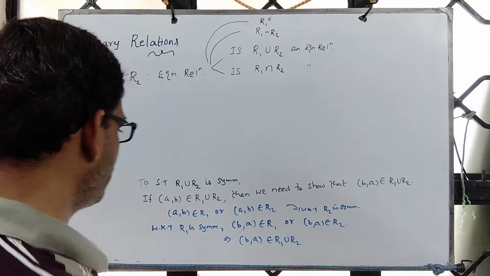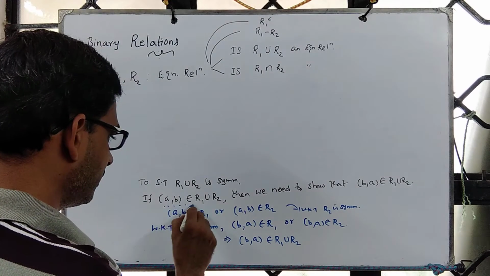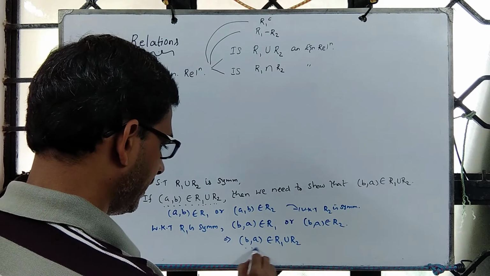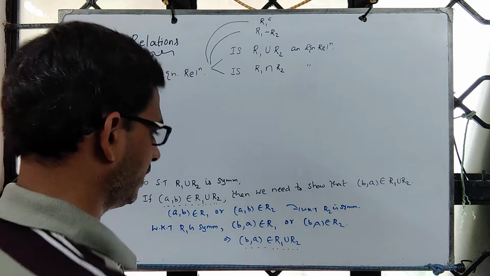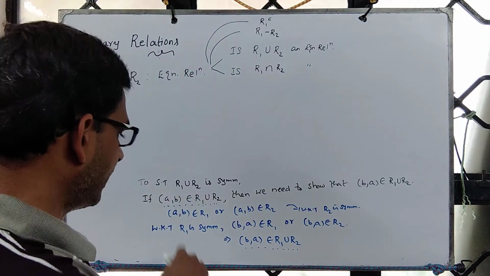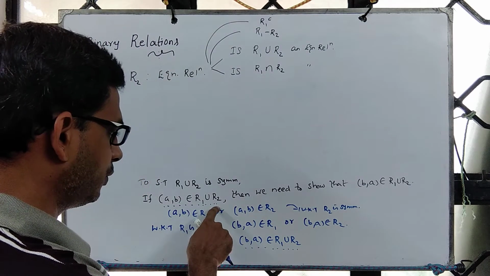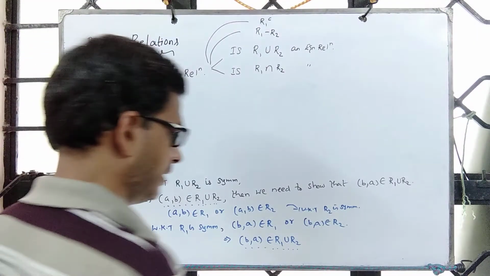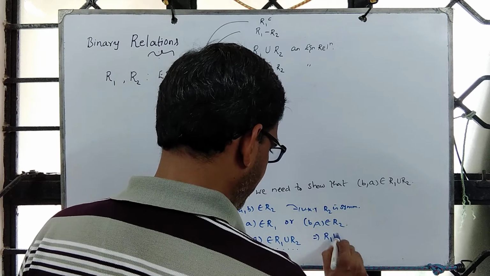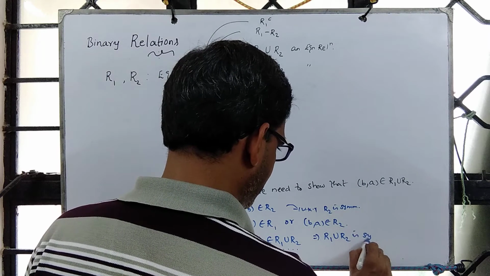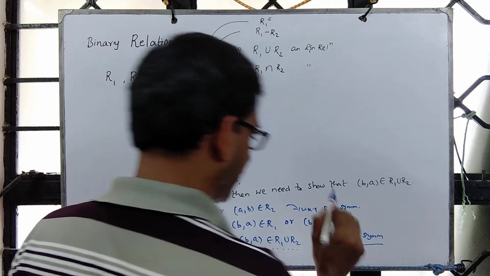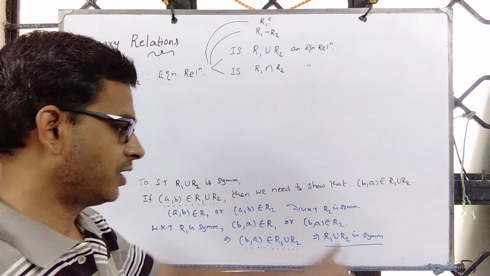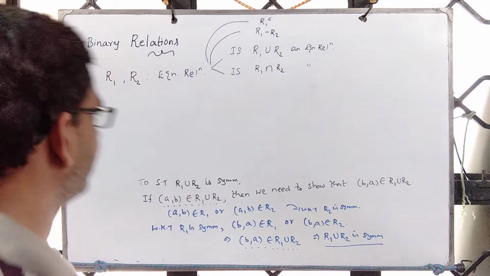So what is it that we have shown? If (a, b) is present in R1 union R2, we have shown that (b, a) is present in R1 union R2, using the fact that R1 is symmetric and R2 is symmetric. This implies that R1 union R2 is symmetric. So we have shown that R1 union R2 is reflexive, and now we have shown R1 union R2 is symmetric.